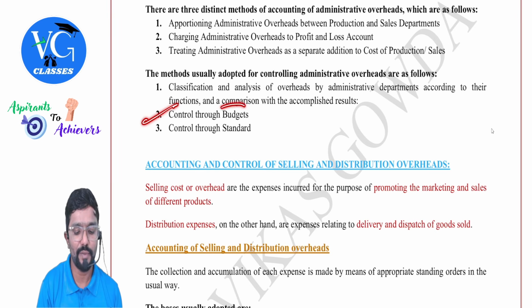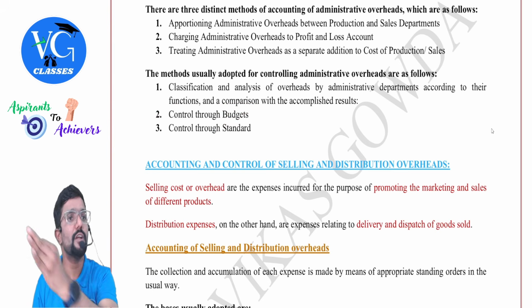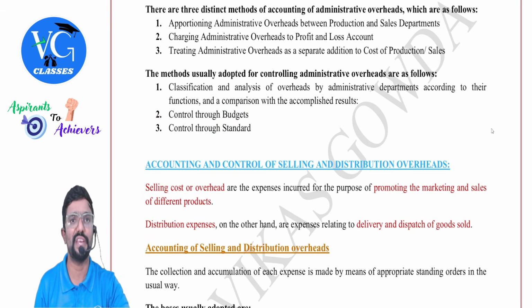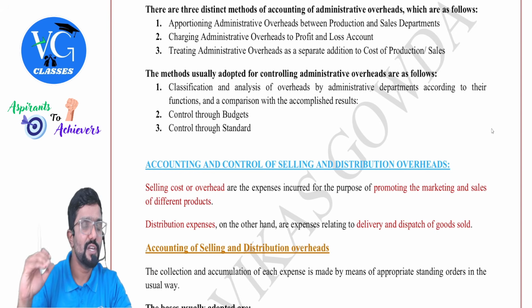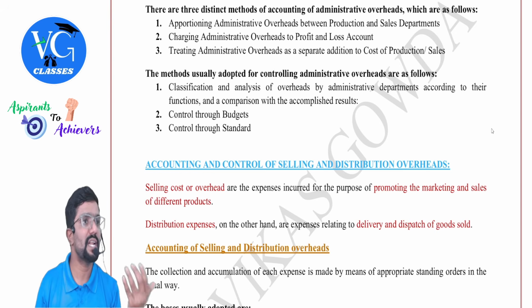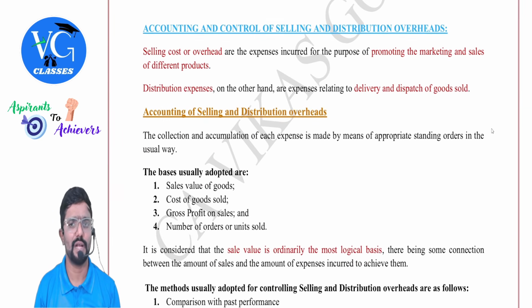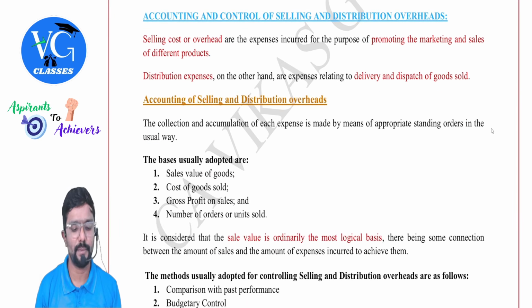Then controlling that through budget and standards means first set a target for each department of administration. What is the maximum cost you can incur? If your actual cost is more than the budgeted cost, try to figure out the reason. Why have we incurred more? And try to take the necessary action. Like how we do cost control, guys, which we learned in the first chapter.